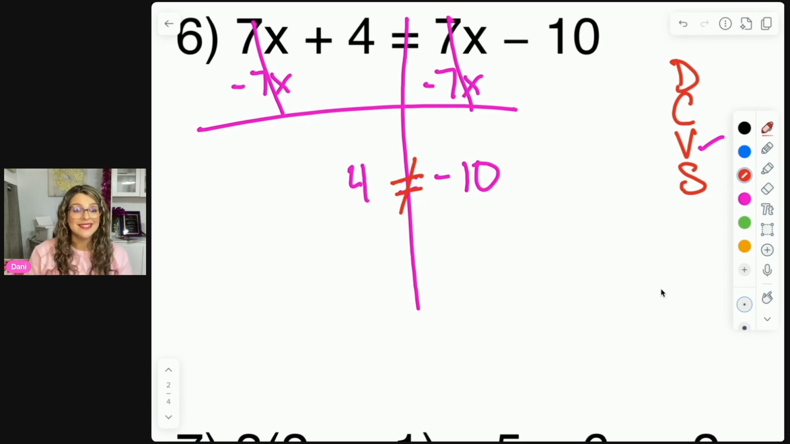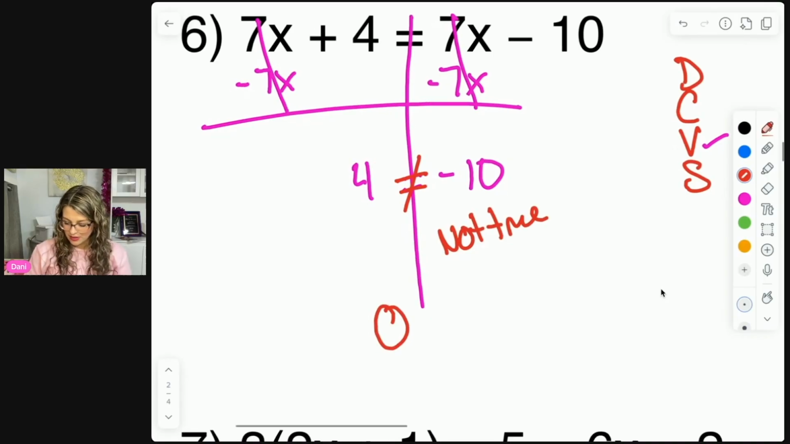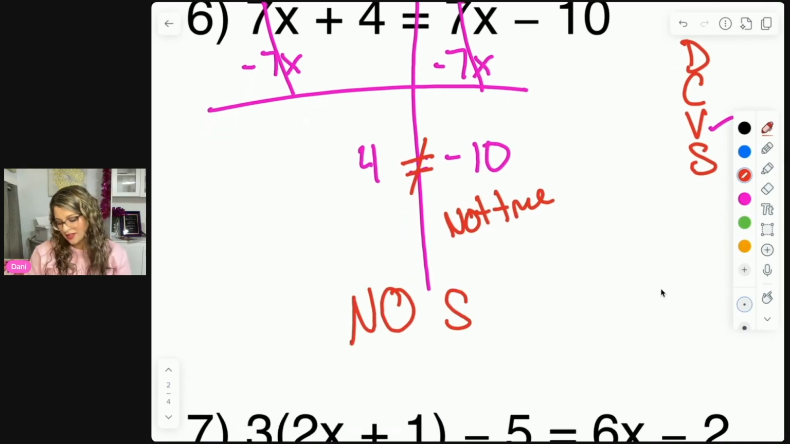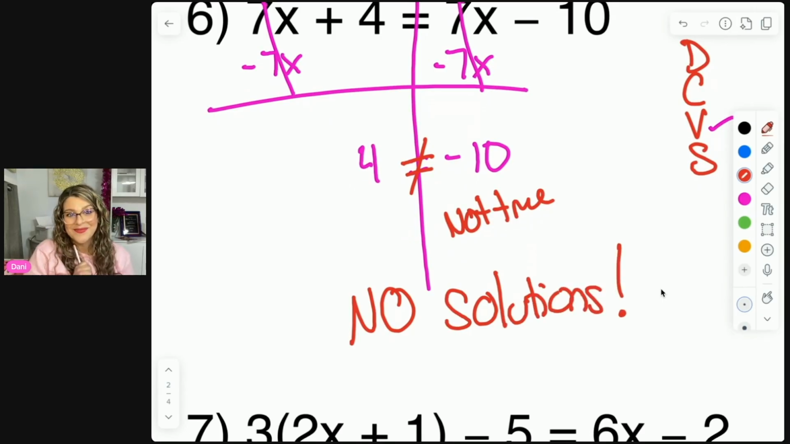So since this statement is false, it is not true. It will never be true. We have 0, I should say no solutions.